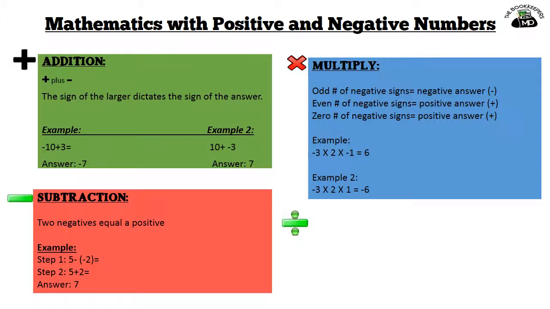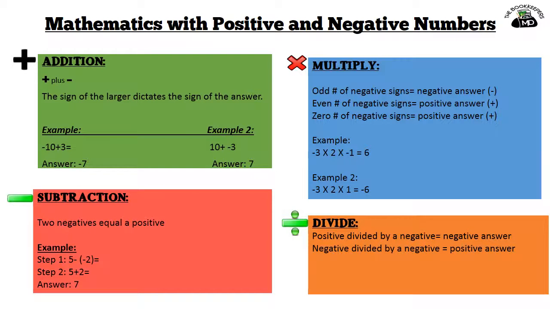Lastly, we're going to discuss division. Pretty simple here. We only have two general rules. Pretty simple and straightforward. Let's look at them now. Positive numbers divided by a negative number will give you a negative answer. A negative divided by another negative number will give you a positive answer.